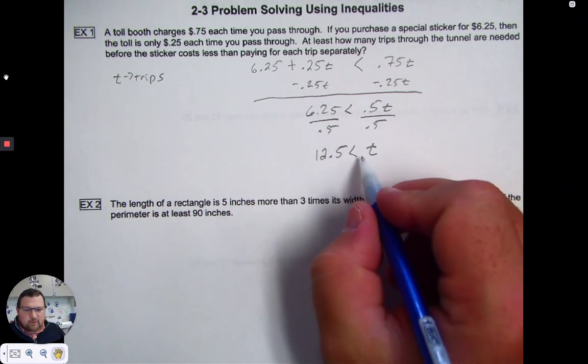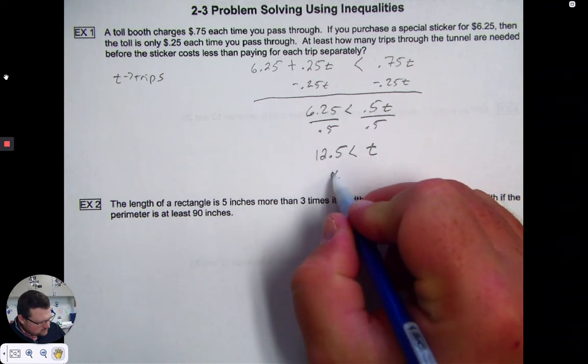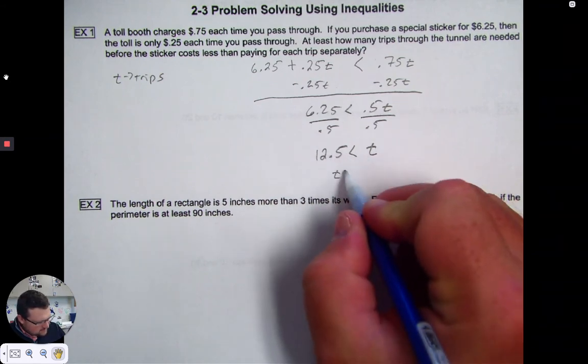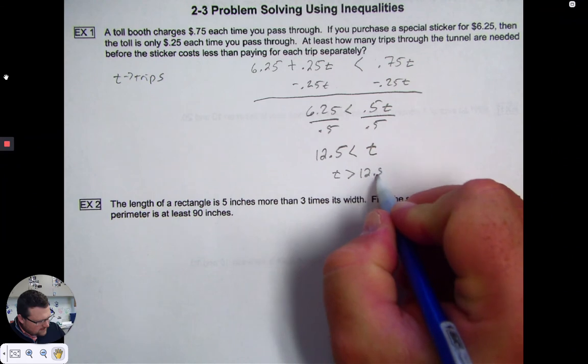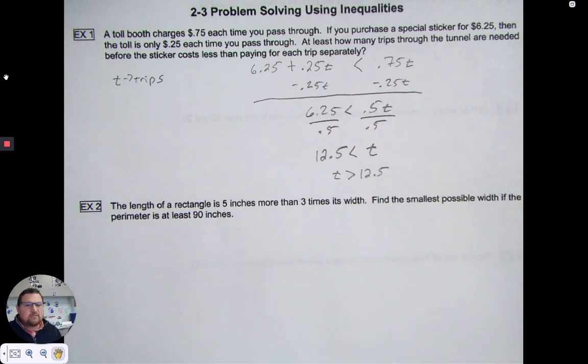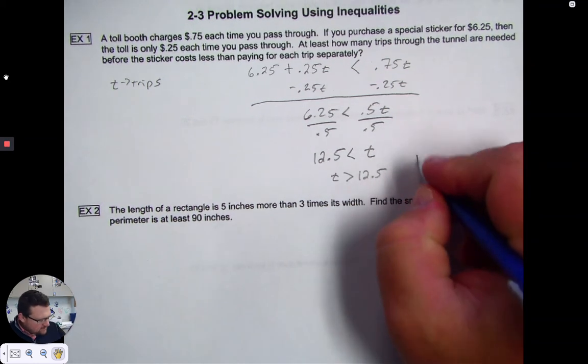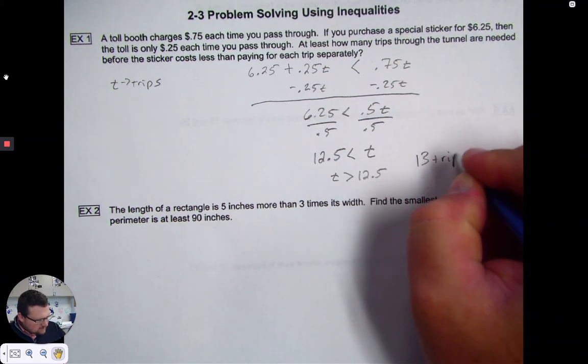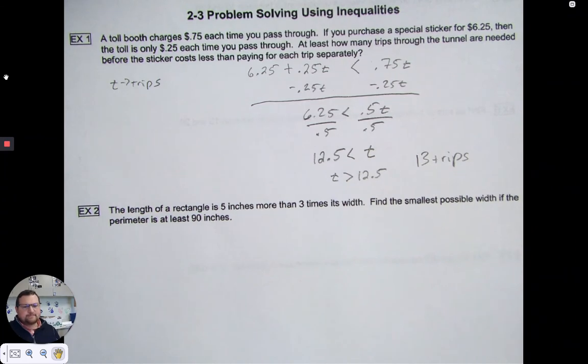So remember, if we want to write that the other way, right, we just read it the opposite way. T is greater than 12.5. So we're looking for the first trip that makes it cheaper. So 12.5, realistically, right, is our break-even point. So it has to be greater than that, and the first one above that would be 13 trips.